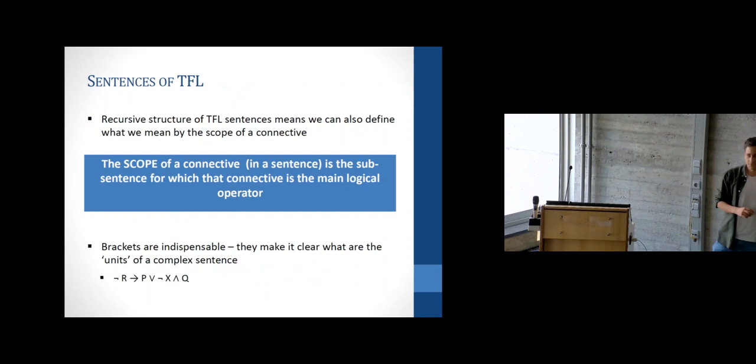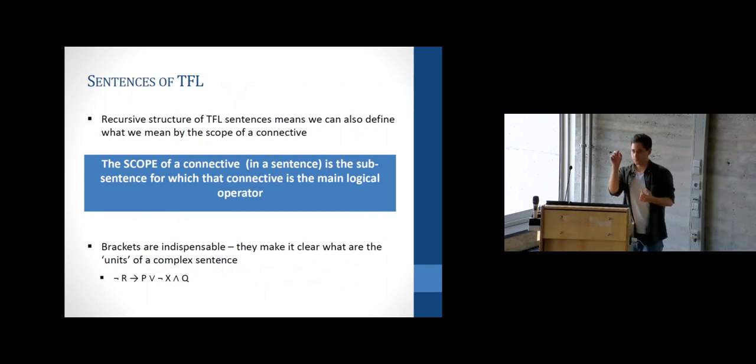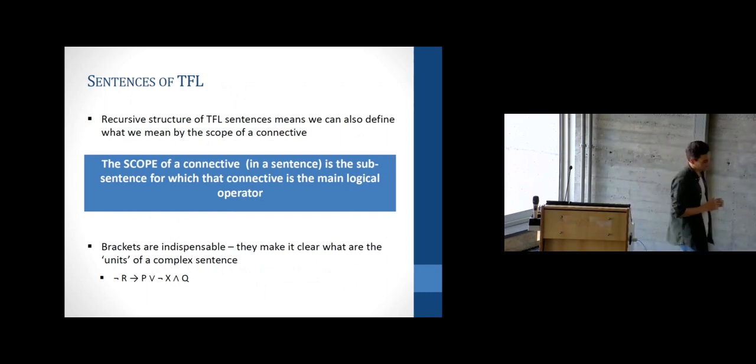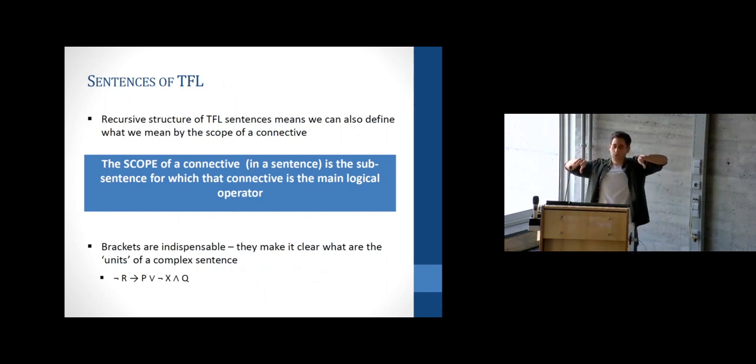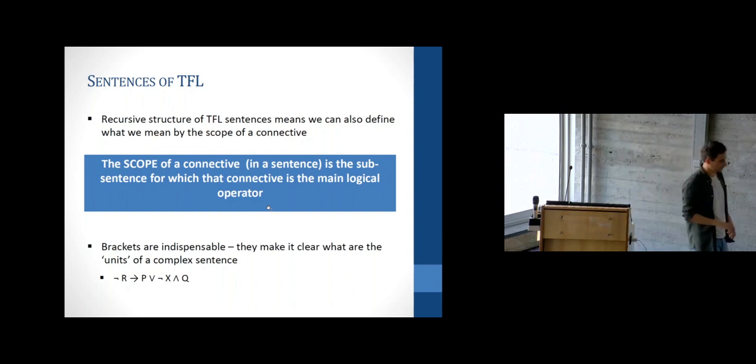Now, remember we talked about the scope of a negation, and we used ways of drawing the scope and understanding that the negation can apply to the entire sentence or only to a sub-sentence. So the scope goes together with these rules of building, right? The scope of any operator is completely determined by these rules. Basically, the scope of a connective is the sub-sentence for which that connective is the main logical operator.